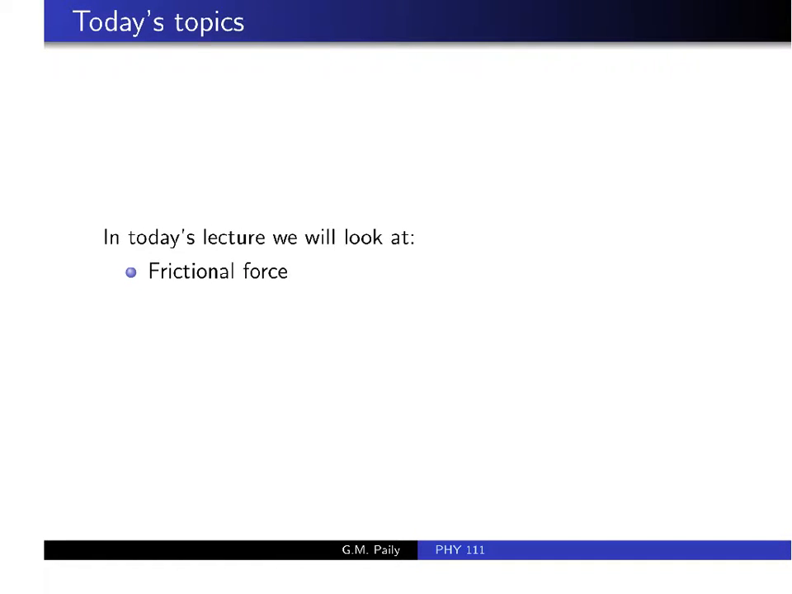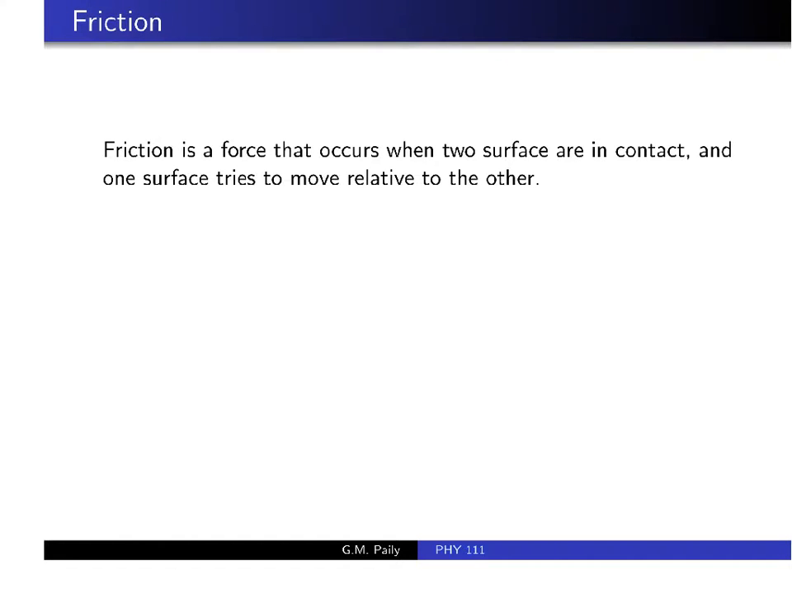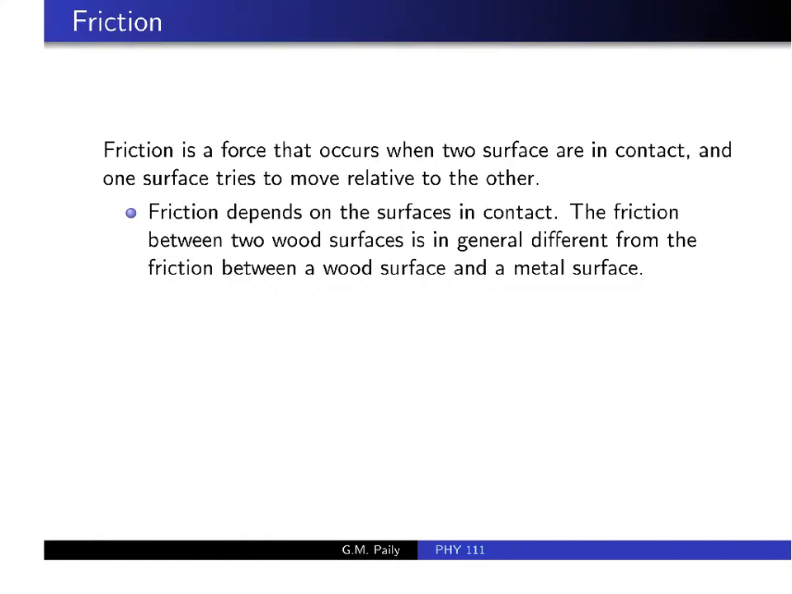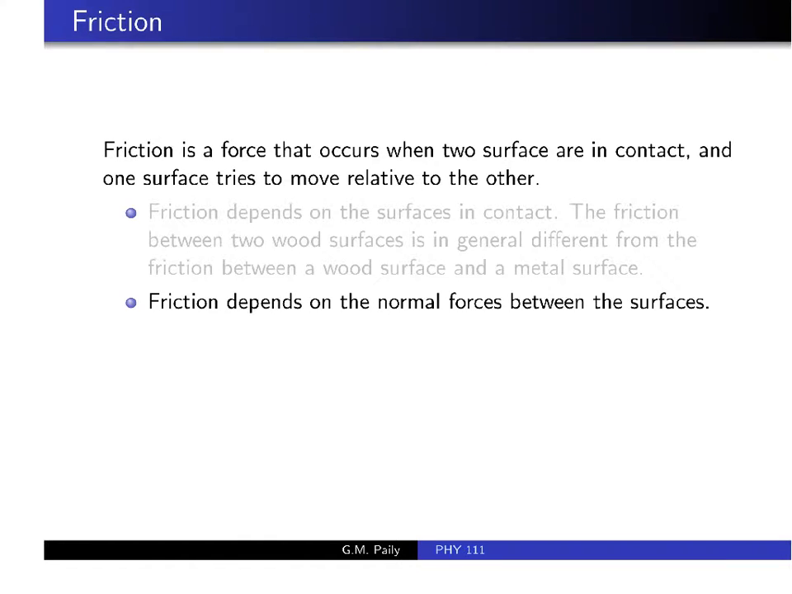In today's video, we will look at the frictional force. Friction is a force that occurs when two surfaces are in contact and one of them tries to move relative to the other. The amount of friction depends on the surfaces in contact. The friction between two wood surfaces is different from the friction between a wood surface and a metal surface. Friction also depends on the normal forces between the surfaces. That is, it depends on how tightly the surfaces are pressed together.